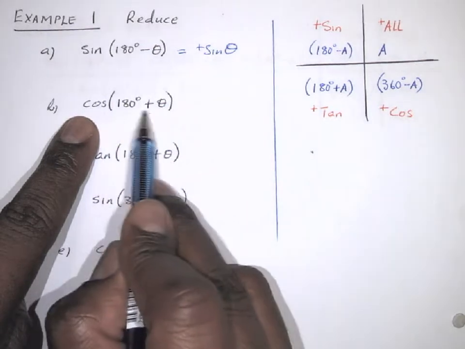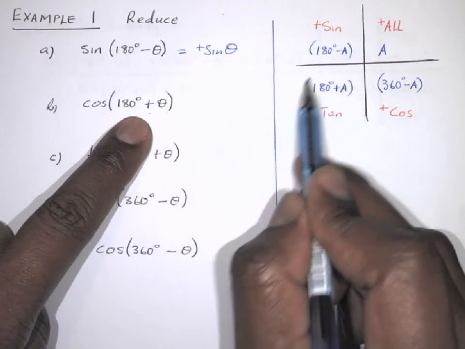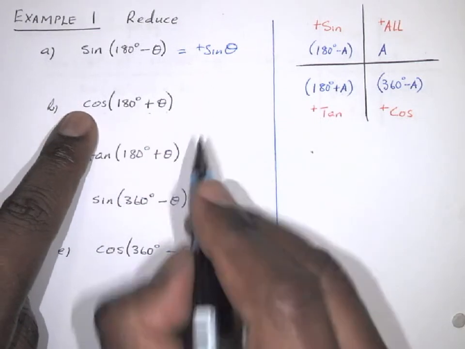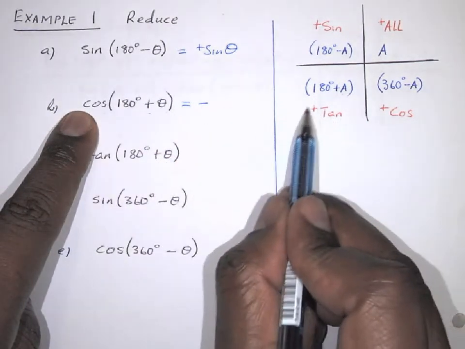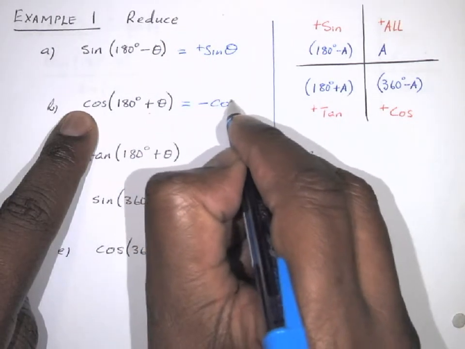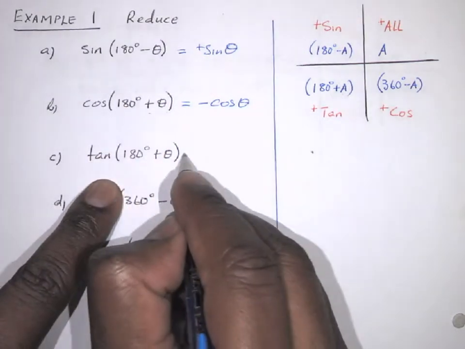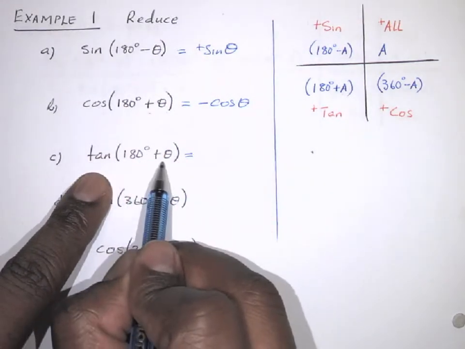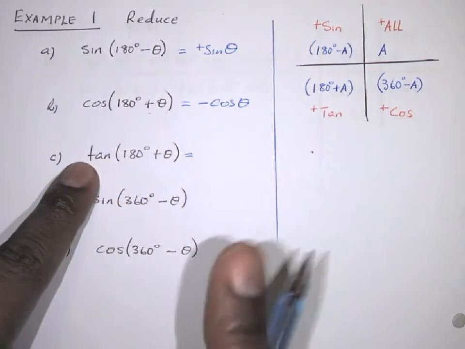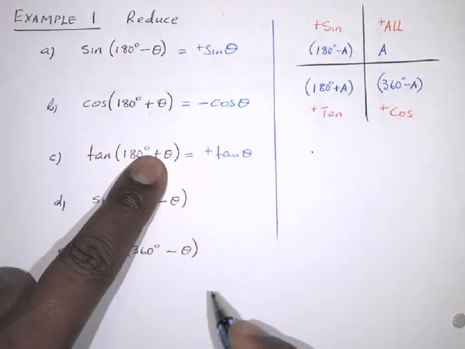Let's look at this one. Cos of 180 degrees plus theta. 180 plus an angle is here. Tan is positive, but this is cos, so the answer for cos will be negative because it's only tan that is positive. So our answer here will be negative cos of an acute angle, which is theta. Let's look at this one. Tan of 180 degrees plus theta. We are there. Tan is positive, and this is tan. So the answer is a positive tan of an acute angle, which is theta.